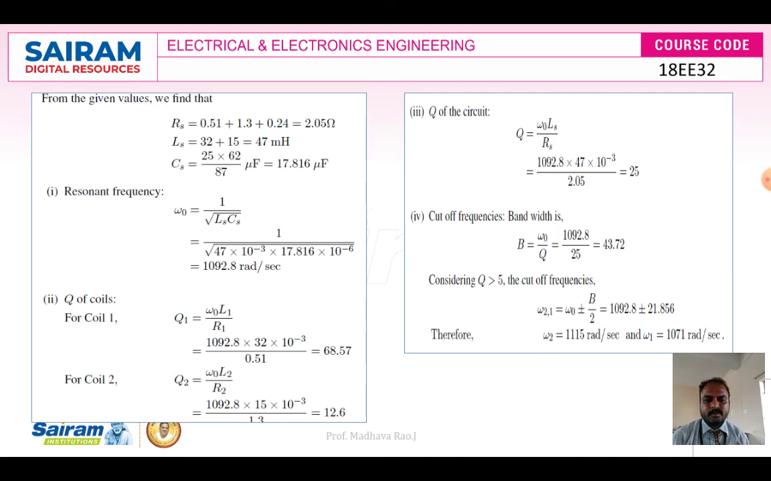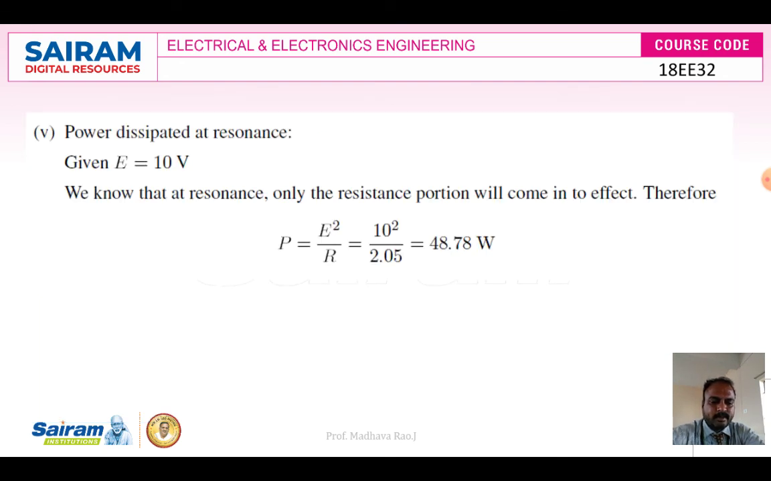You just have to remember the resonance frequency formula, the Q factor formula, the bandwidth formula, and how to find the power dissipation P. Power dissipation P is equal to E square by R. If you know these formulas, resonance circuit problems will be very easy. No need to worry about anything. Directly substitute values and we will get the answers.